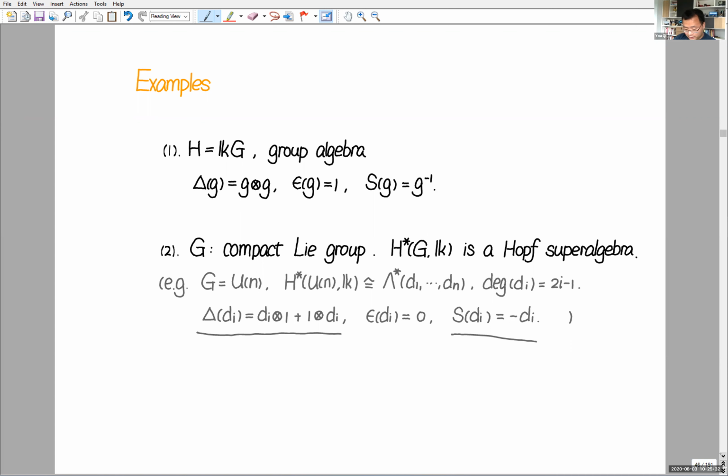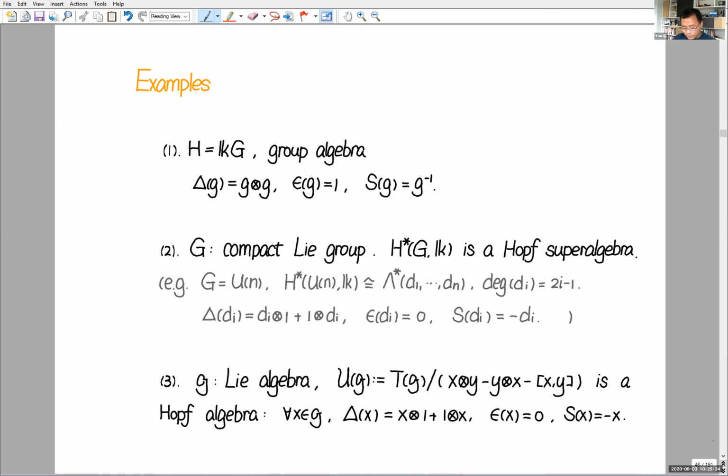And finally, a more classical example: if you have a Lie algebra g, which is a linearization of a Lie group, then you can form the universal enveloping algebra, which comes from the tensor algebra quotiented by relations generated by the commutator relation x tensor y minus y tensor x equals the commutator bracket of x, y.